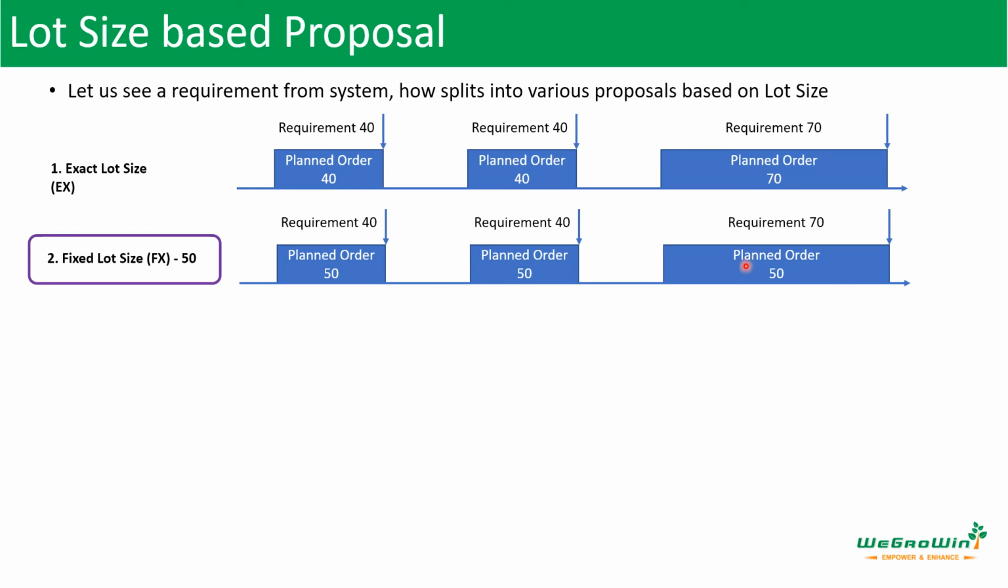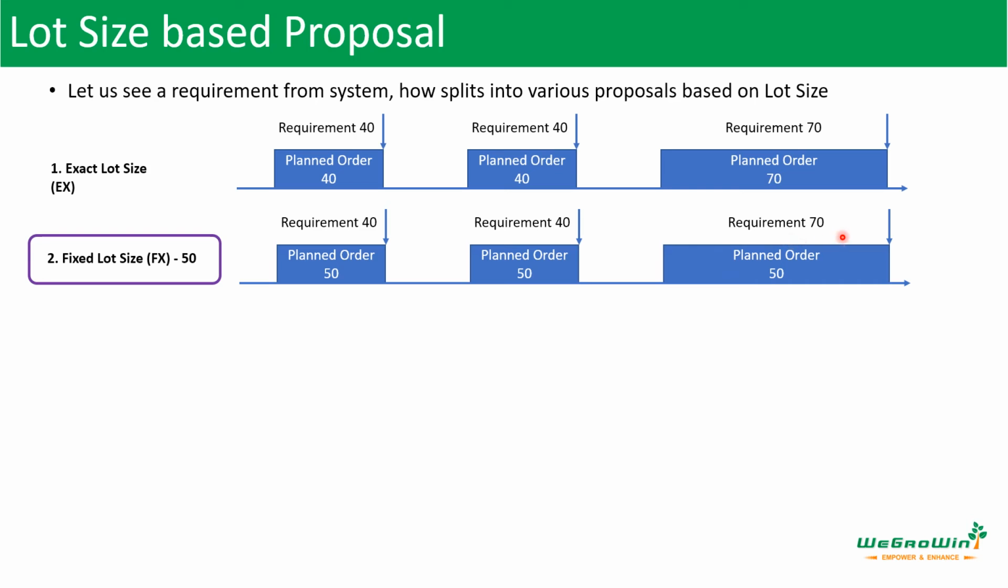And then the second time also, because though it is 40 requirement, system will propose 50. At the same time, when the MRP is running, system will consider, right, already for a requirement of 80, there is a proposal of 100. So it will keep always in mind. It is not going to be infinitely high.